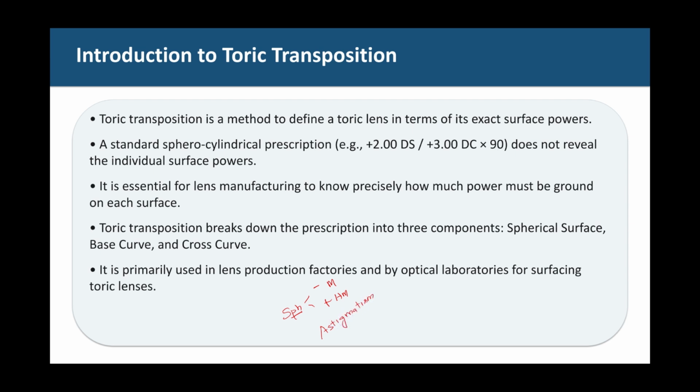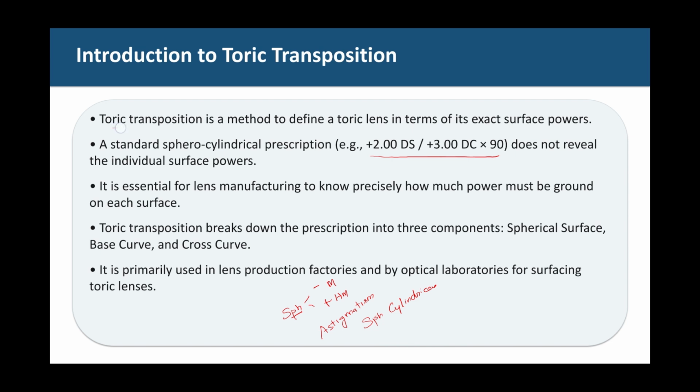So this astigmatism requires what is known as a spherocylindrical prescription. Correct? But the spherocylindrical prescription, something like this, +1 diopter sphere, +3 diopter cylinder at 90, a very typical spherocylindrical prescription, does not reveal the individual surface powers of the lens that is being manufactured.